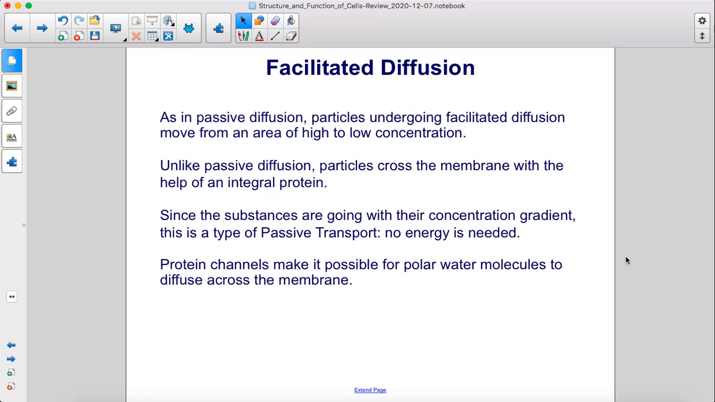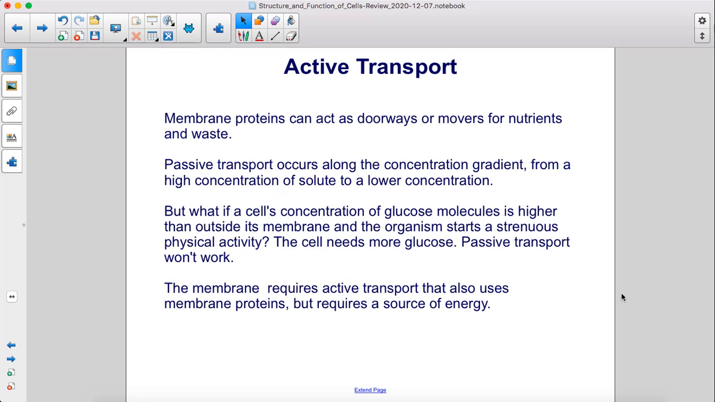As in passive diffusion, particles undergoing facilitated diffusion move from an area of high to low concentration. Unlike passive diffusion, particles cross the membrane with the help of an integral protein. Since the substances are going with their concentration gradient, this is a type of passive transport. No energy is needed. Protein channels make it possible for polar water molecules to diffuse across the membrane. Membrane proteins can act as doorways or movers for nutrients and waste.